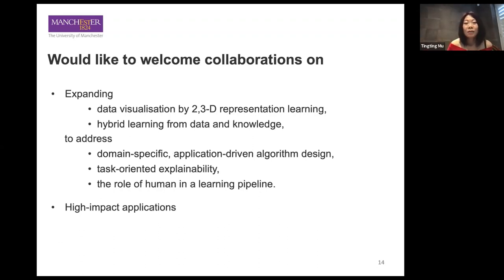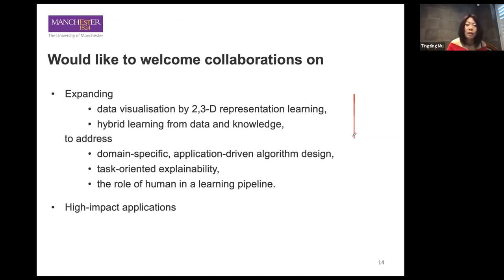In the end, I would like to end this presentation by welcoming new collaborations. As I mentioned here, these are the topics we're interested in. So far, when we develop algorithms and techniques around these topics, we're looking at general algorithm design. But to expand it, we really welcome using the algorithm or developing algorithms for some domain-specific high-impact application, so that we look at more domain-specific application-driven algorithm design.